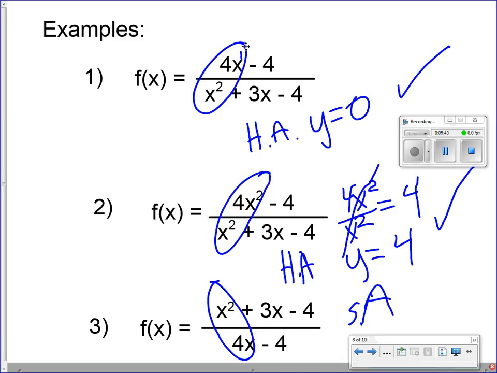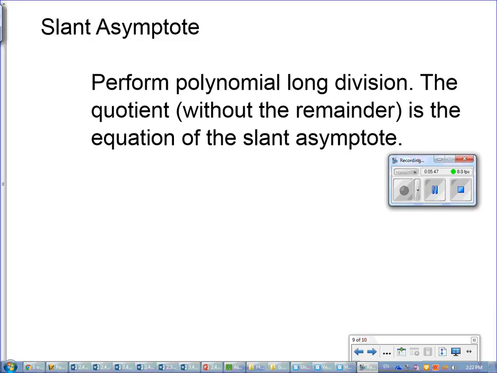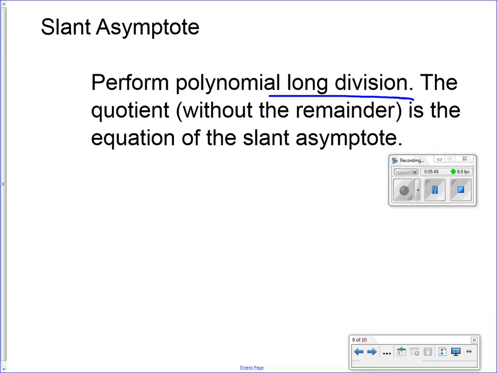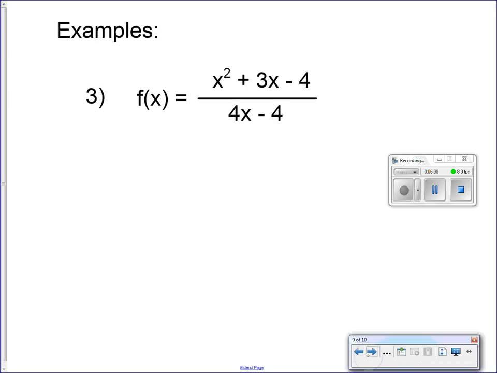What about a slant asymptote? We can find the equation of a slant asymptote. You are going to have to do polynomial long division. Your answer without the remainder, you're going to ignore the remainder, is the equation of the slant asymptote. So let's look at an example of that. This is the same example we just saw. We know it has a slant asymptote because x squared is greater than x, has a higher degree. So I know it is an SA, a slant asymptote.